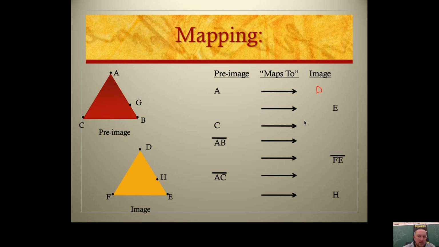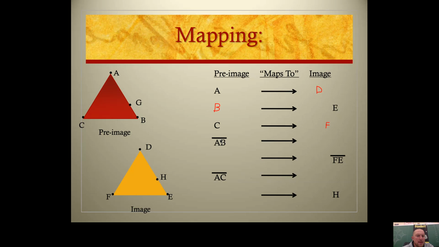What would the pre-image be of point E? So if you go backwards, what would the pre-image of point E be? It would be point B. What's the image of point C? Point F.